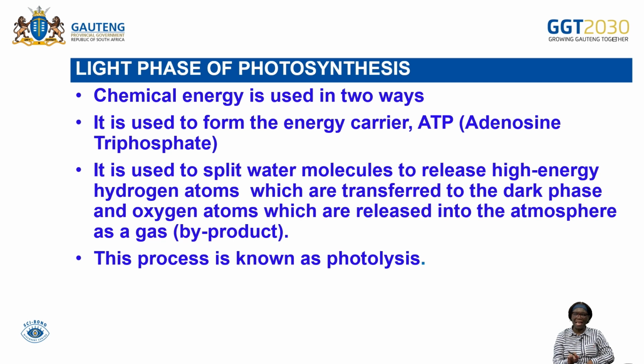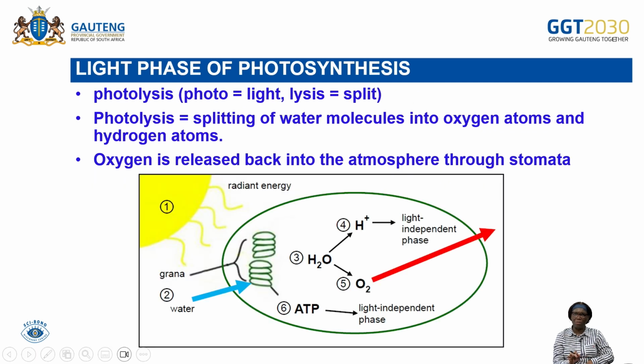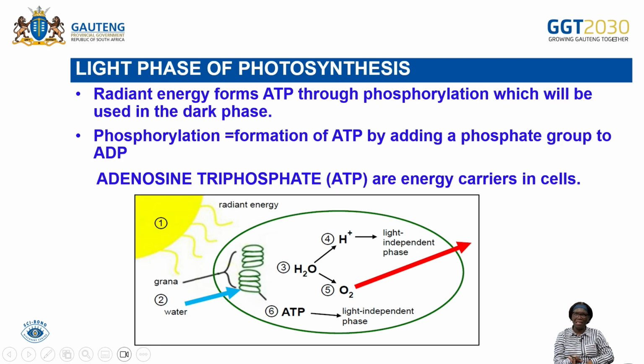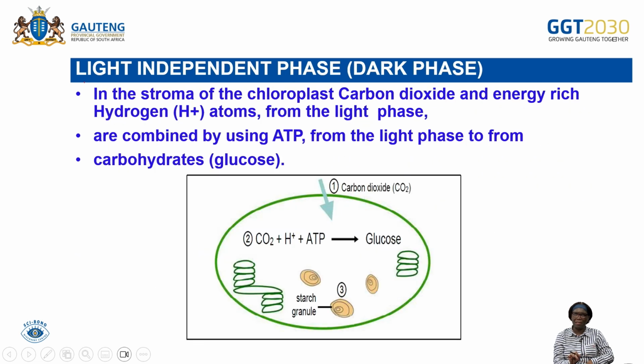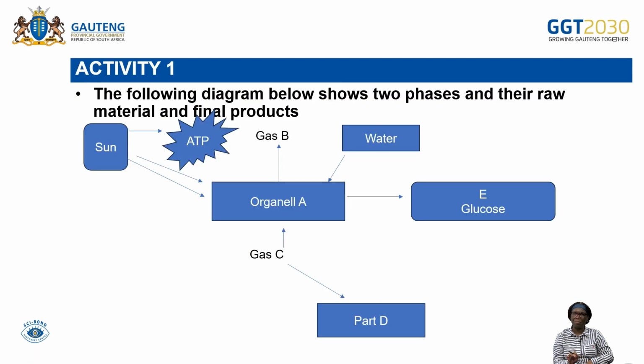Okay, then we said that the chemical energy will now change water molecules into hydrogen atoms and oxygen atoms. And the process is known as photolysis. The hydrogen atoms are highly energized. They will be taken to the stroma with the aid of ATP. And in the stroma, with the aid of ATP and enzymes, they will combine with the carbon dioxide from the atmosphere to make a glucose molecule.